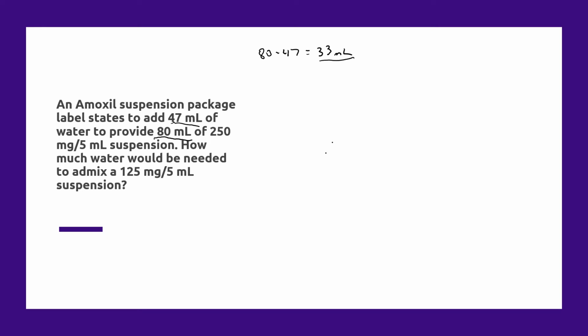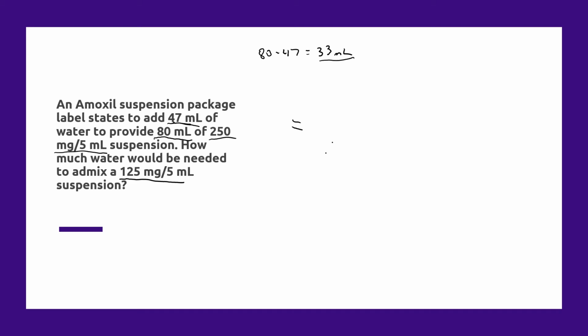Now, we need to figure out how much water to add to this powder to wind up with 125 milligram per 5 ml suspension. When we add 47 milliliters of water to the powder, we get 80 milliliters of 250 milligram per 5 ml suspension. Now, I'd probably start with trying to figure out how much total milligrams is in this bottle. And we can do that by setting up a proportion.